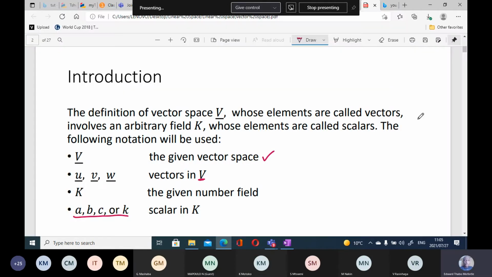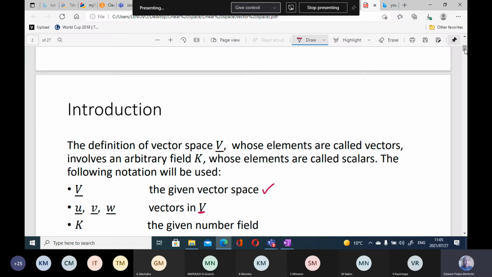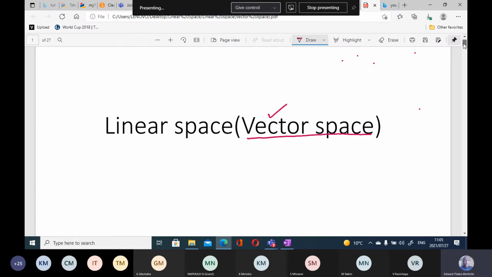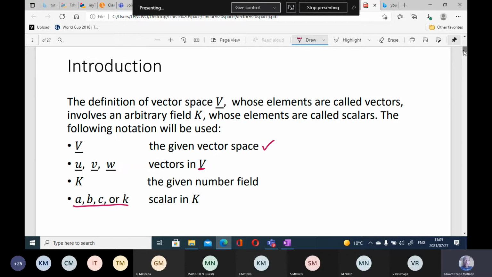Okay, it's recording. So like I said, the topic is linear space, or vector space. So, introduction. Let's start by introducing the variables. Capital V will be our vector space. U, V, and W will be our vectors in vector space V. And capital K will be our field. A, B, and C are scalars in K.